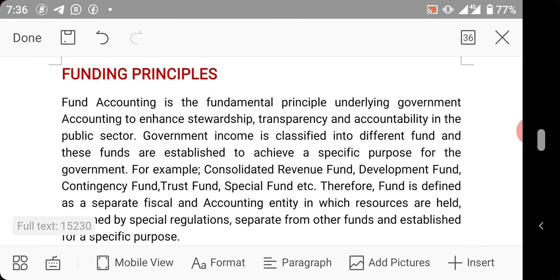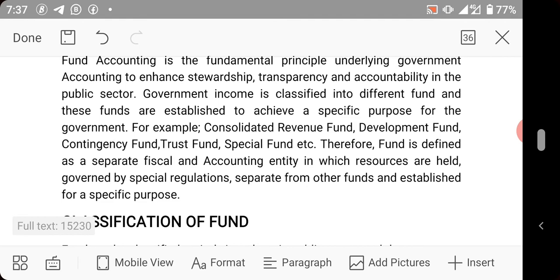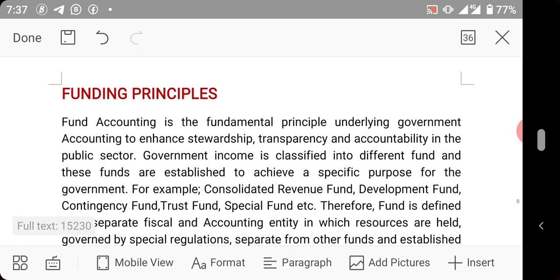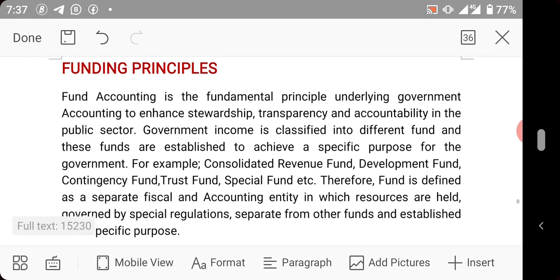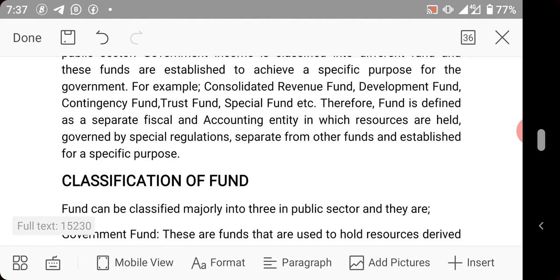Okay, let's quickly look at fund accounting. It's simple. Fund accounting is the fundamental principles underlying government accounting, to enhance stewardship. Fund accounting was defined as a separate fiscal and accounting entity in which resources are held, governed by special regulations, separate from other funds and established for a specific purpose.